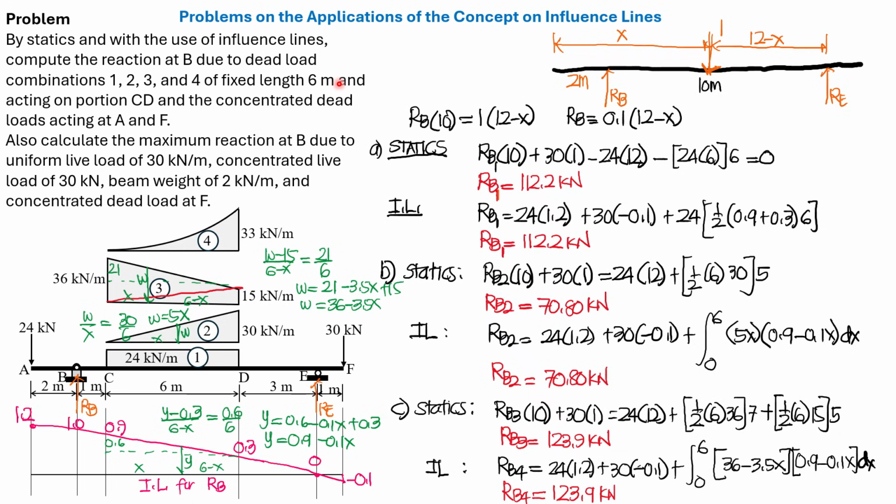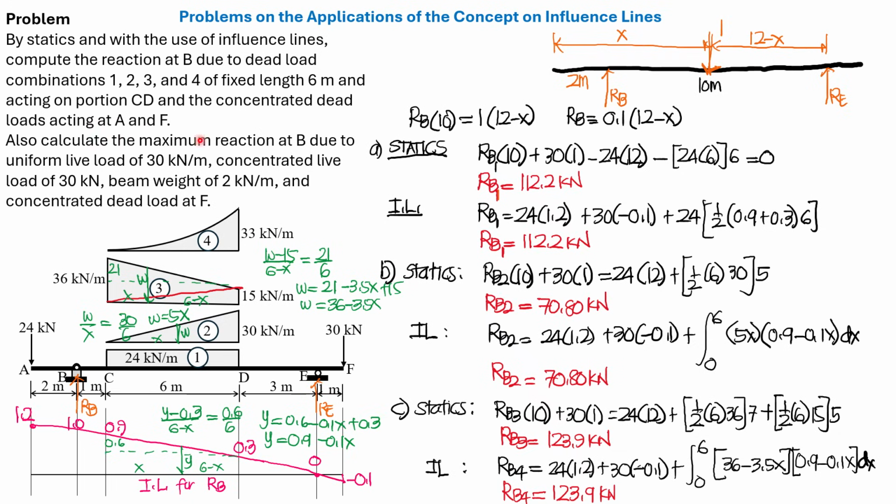Here is the applications of the concept on influence lines. So, by statics and with the use of influence lines, compute the reaction at B due to dead load combinations 1, 2, 3, and 4 of fixed length 6 meters and acting on portion CD, and the concentrated dead loads acting at A and F.